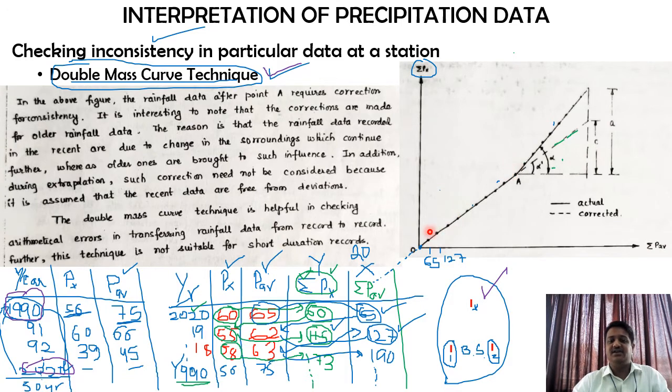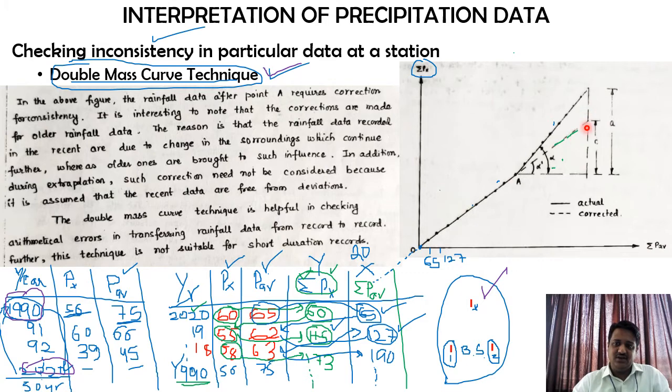Your next step, the third step, will be to plot these particular points on a graph sheet. Once you plot this, there might be a possibility that from one year onwards you may find a deviation. Based on that deviation we make sure that we do this correction, that is Pcx = (Mc/Ma) × Px. Whichever years need that correction, we are going to do that. With that we get the corrected values.